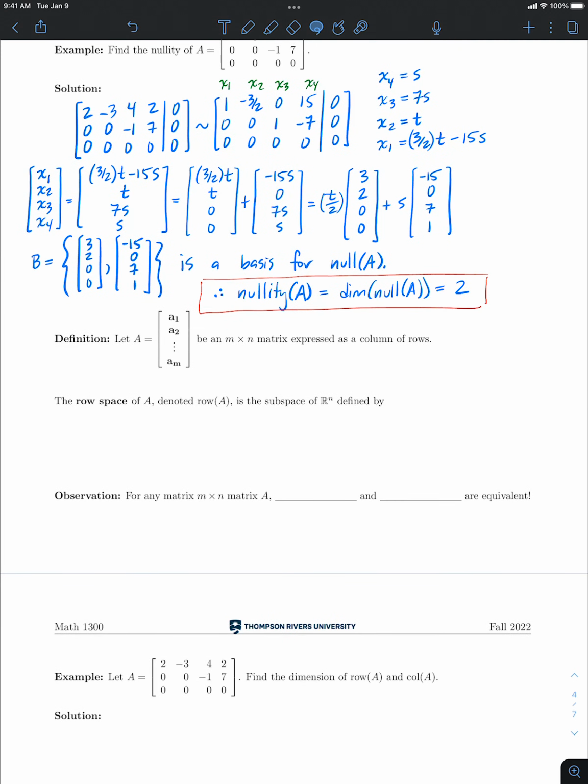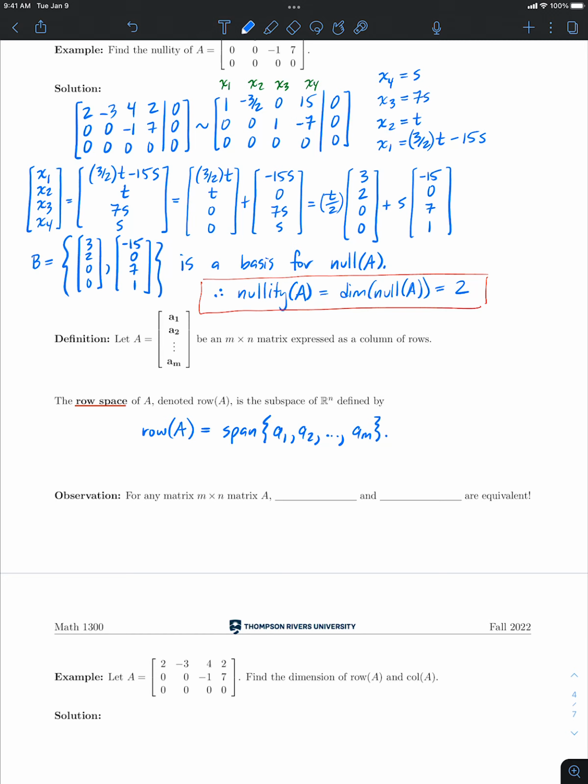So let's say I had an m by n matrix A, and I've written it precisely here so that it is a column of rows. You can see some notation for each of the rows. Row 1 is A1, row 2 is A2, all the way down to the mth row, which is AM. Then the row space of the matrix A is just the span of the rows. So we'll say the row space of A is equal to the span of the rows A1, A2, all the way up to AM.